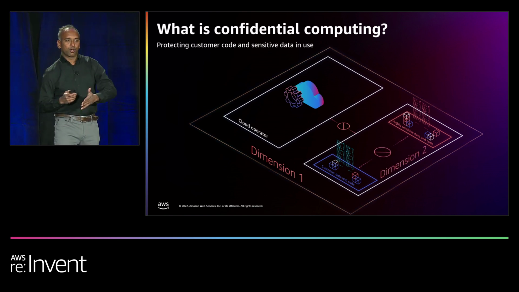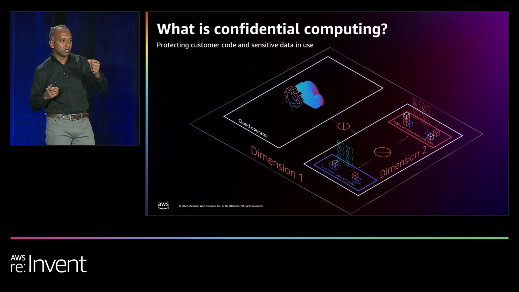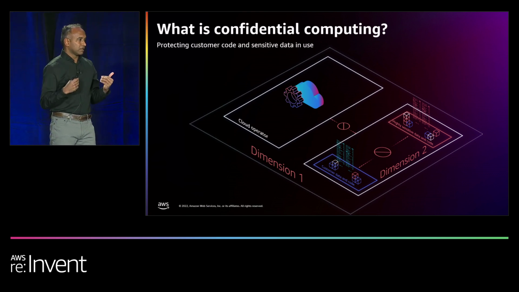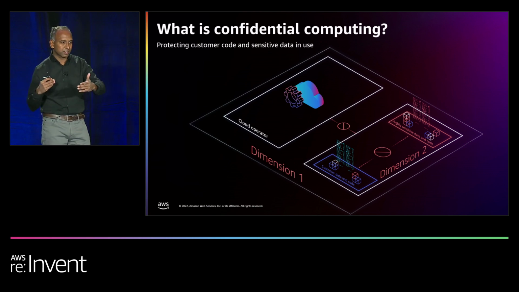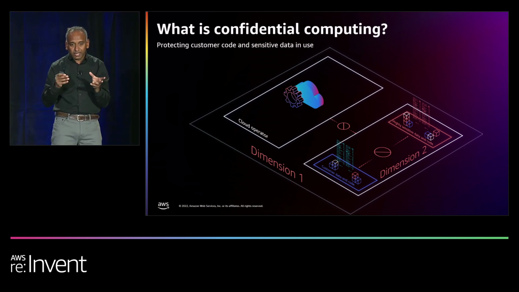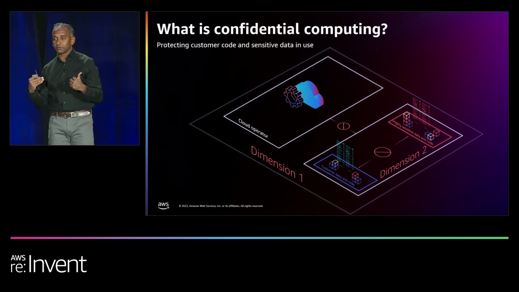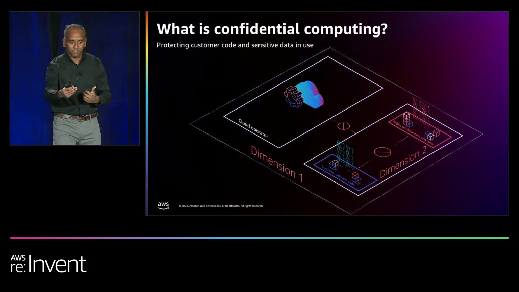Dimension two of confidential computing is where customers want to protect their highly sensitive data and code from themselves, from even admin-level users on their side, or from malicious actors who could pose as admin-level users and gain access to the data. So to recap, two dimensions. Dimension one is where you want to protect your code and data from us, and dimension two is where you want to protect that code and data from yourselves.